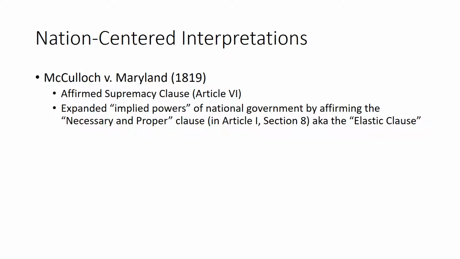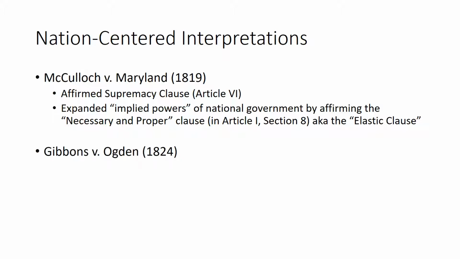That government can do things that are necessary and proper as long as it relates to something on an official list, an explicit power. It's also called the elastic clause because it allows the power of government to stretch, and we're going to see that's going to be controversial as we go along.